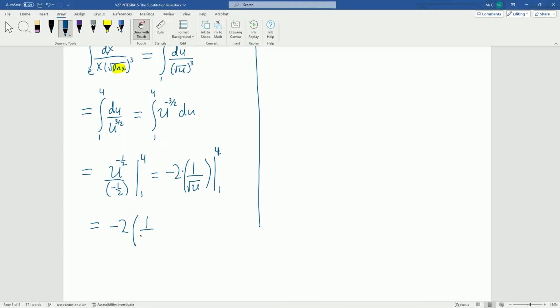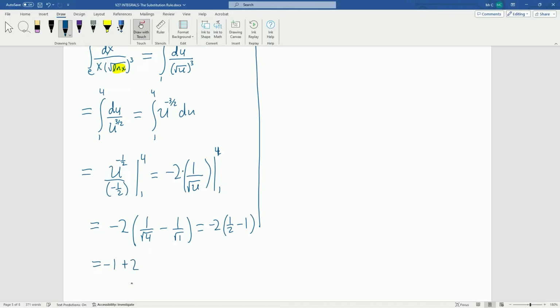That's going to be 1 over the square root of 4 minus 1 over the square root of 1. That's negative 2 times 1/2 minus 1. And what does that give us? That's going to give us -1 plus 2.